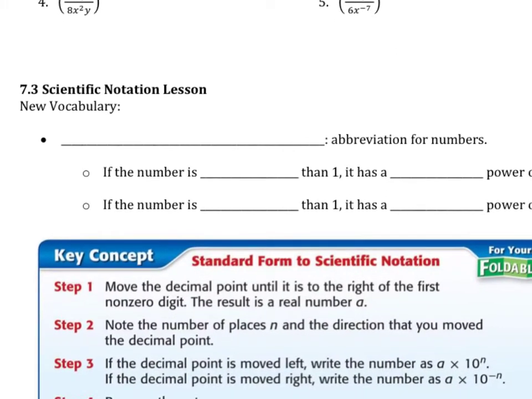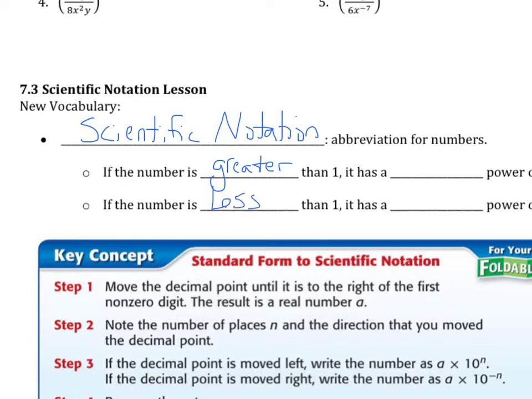So scientific notation is just an abbreviation for numbers. What we're doing is rewriting the same number in a different way. If the number is greater than 1, it's going to have a positive power of 10. But if the number is less than 1, then it's going to have a negative power of 10. So we've got a positive and a negative.